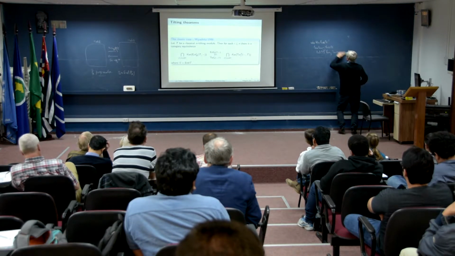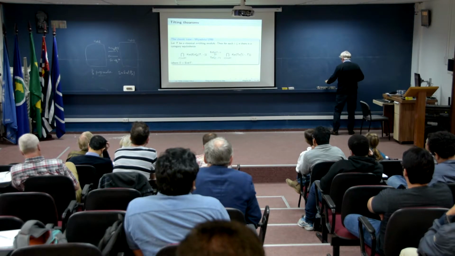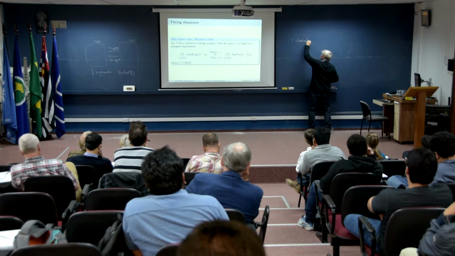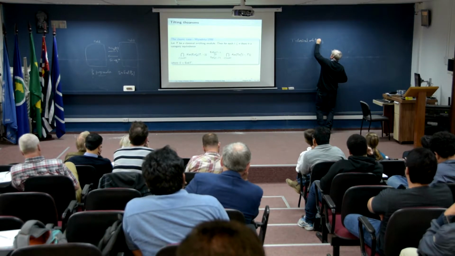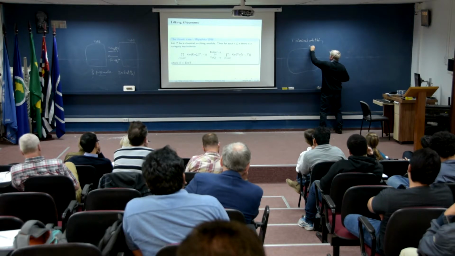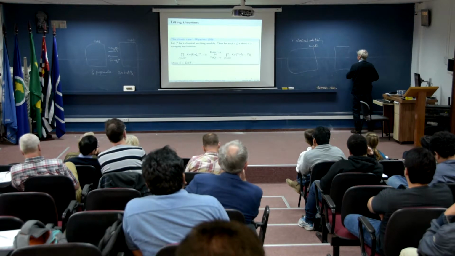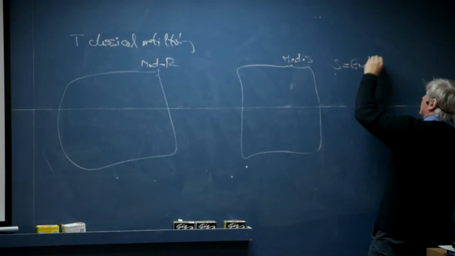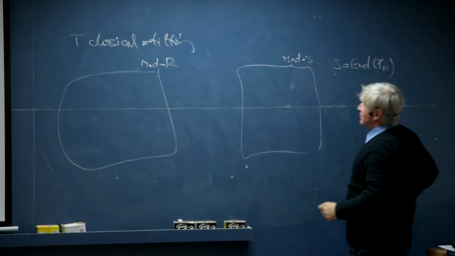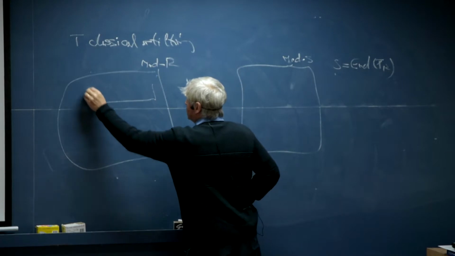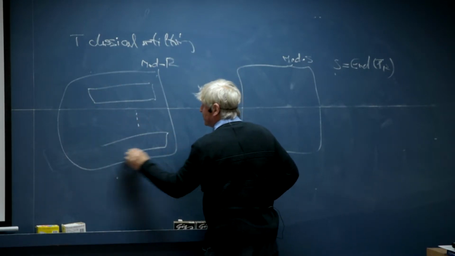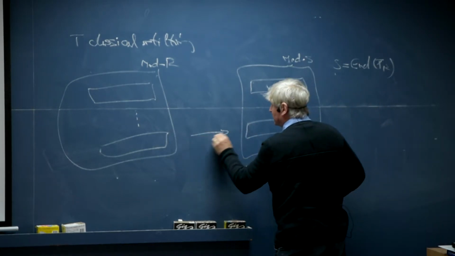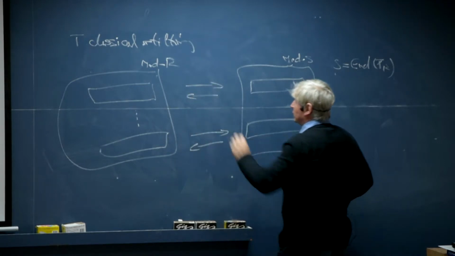Namely, you have T, classical and tilting. And then you have this category mod R and the category mod S, where S is the endomorphism ring of T, sorry. And now this splits into pieces, n+1 pieces, and the same here. And the corresponding pieces are equivalent. So there's an n+1 tuple of functors.